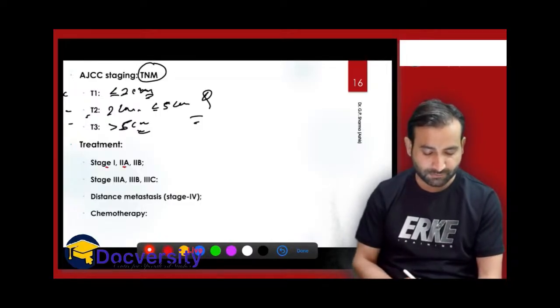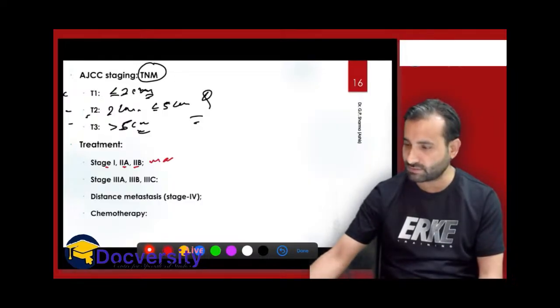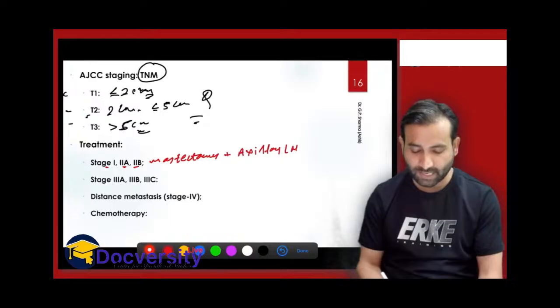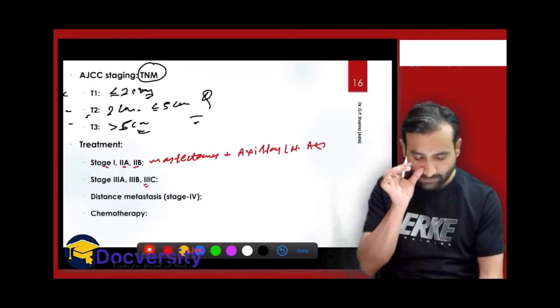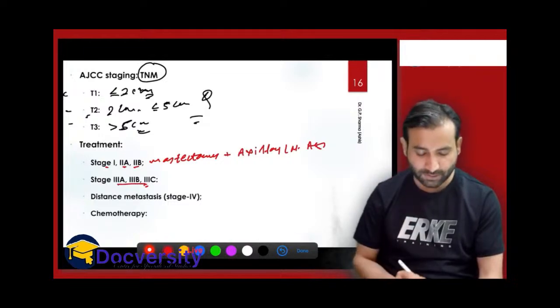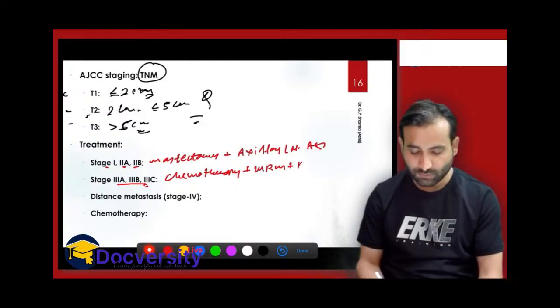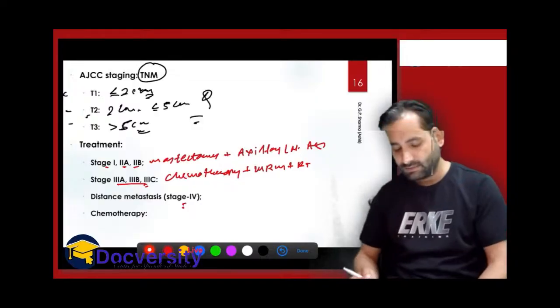And for the treatment, let's go with the treatment. That is what? The stage 1, 2A and 2B. If these three stages we have, then we go with what? The mastectomy, plus we will assess the axillary lymph nodes. Is that okay? And if it is stage 3A, 3B and 3C, look at here, all the stages with 3, right? A, B, C, all these 3 stages, we go with what? The chemotherapy plus modified radical mastectomy plus radiotherapy, right? So we do these 3 things.